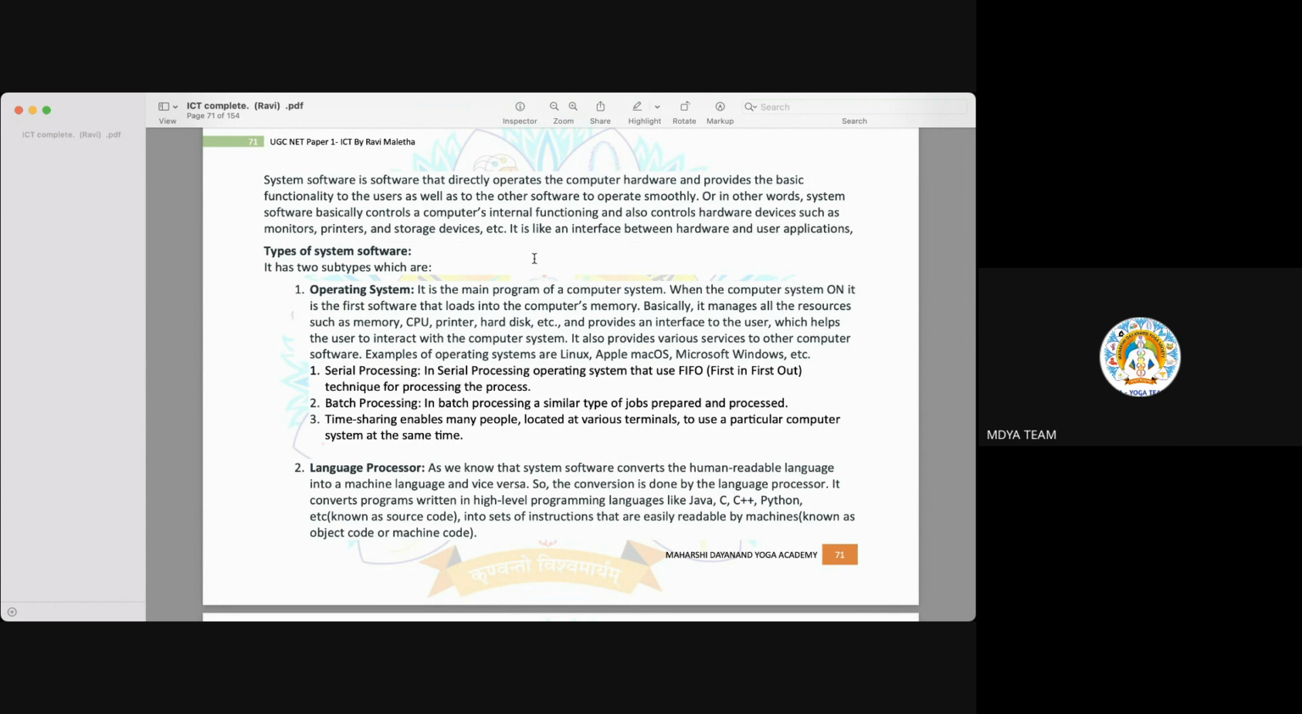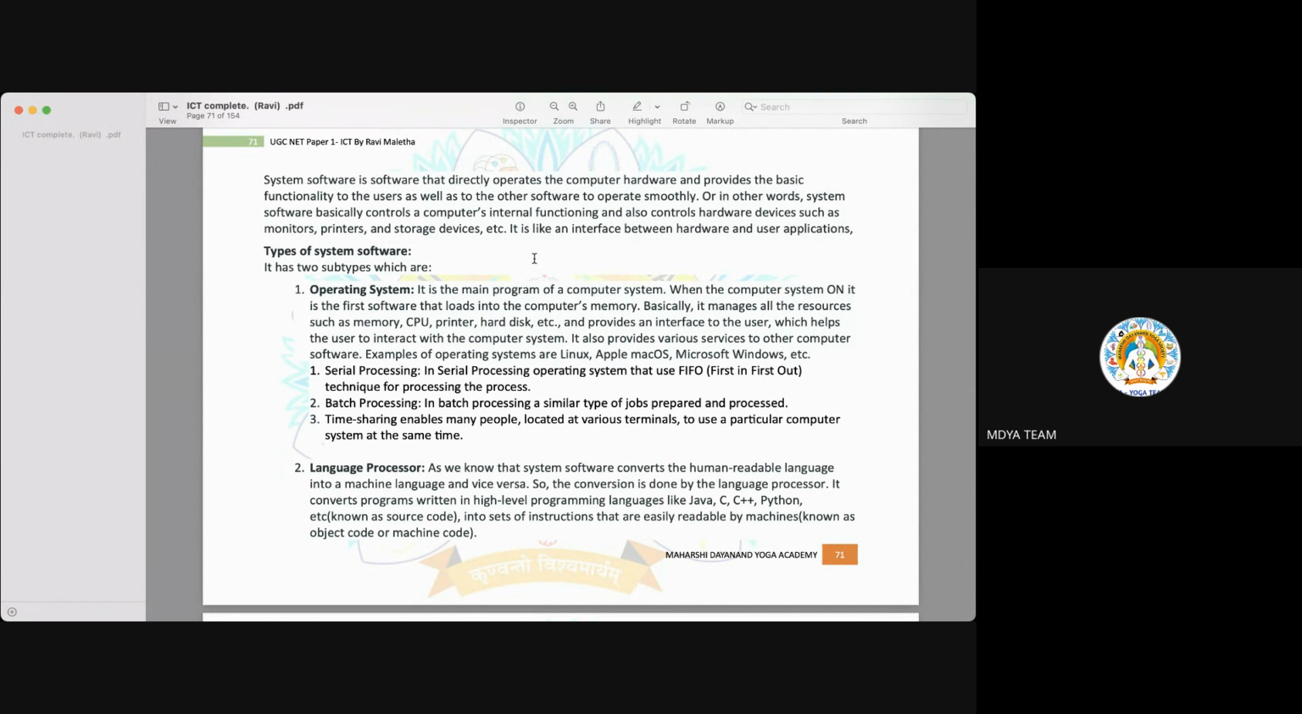It also provides various types of services to other computer software. And the examples of systems we have discussed earlier also: Linux. In Apple, it is Mac operating system, Mac OS, and Microsoft Windows are there, and Google Android system is there. So such types of systems are operating systems.